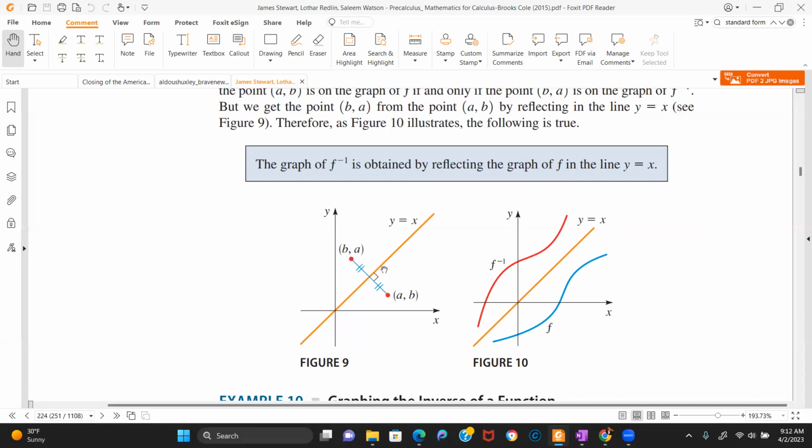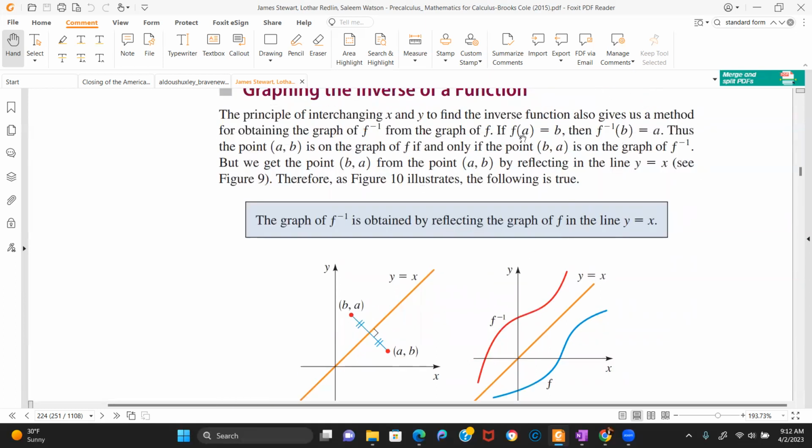So play around with some numbers if you have to see that the point A comma B and B comma A really are reflections of each other over this line. So now if you have the curve in blue and you know it's injective, and you can see that because it satisfies the horizontal line test, it has an inverse, and the inverse is going to be the reflection over the diagonal line, basically because of this paragraph right here.